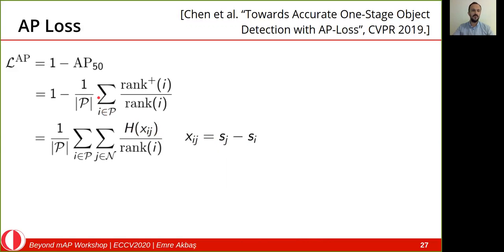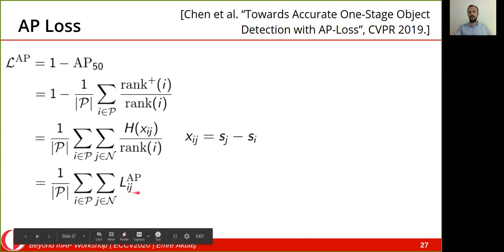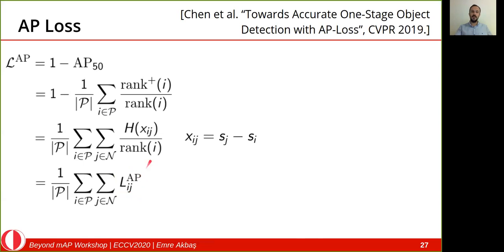So there are a few derivation steps between these two steps, so I'm not showing everything here, but the important conclusion is that you can write the AP loss, which is 1 minus AP at a certain tau, as a summation over positive examples and negative examples over this term, which the authors call the primary term, which equals this.